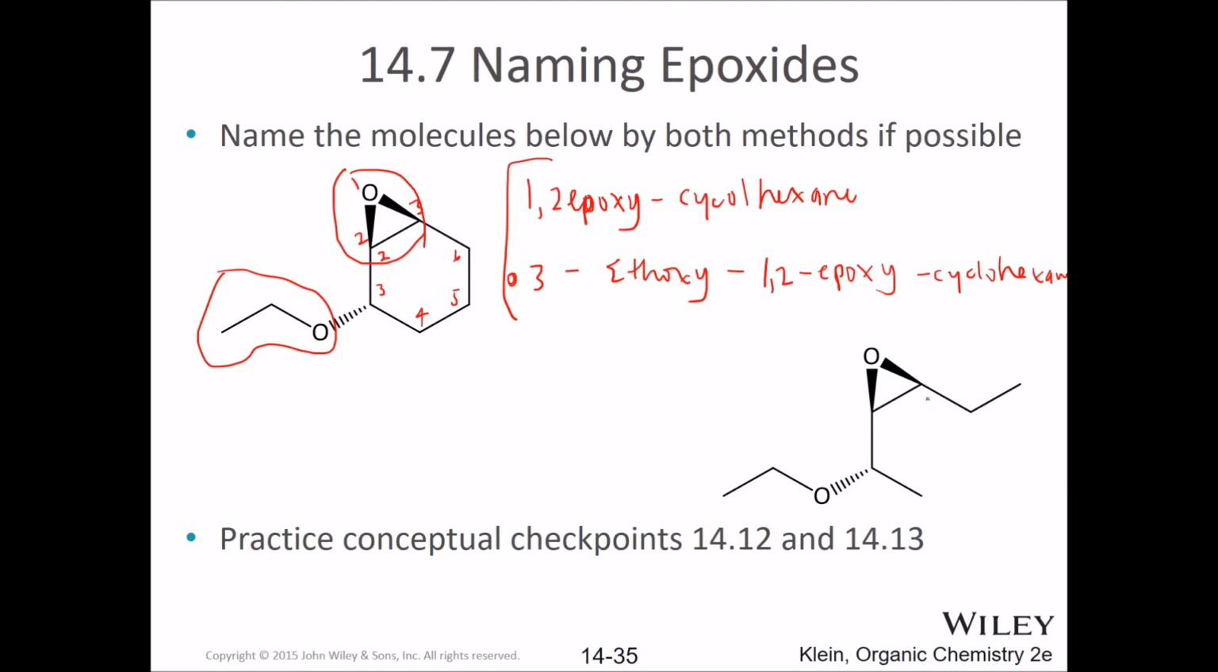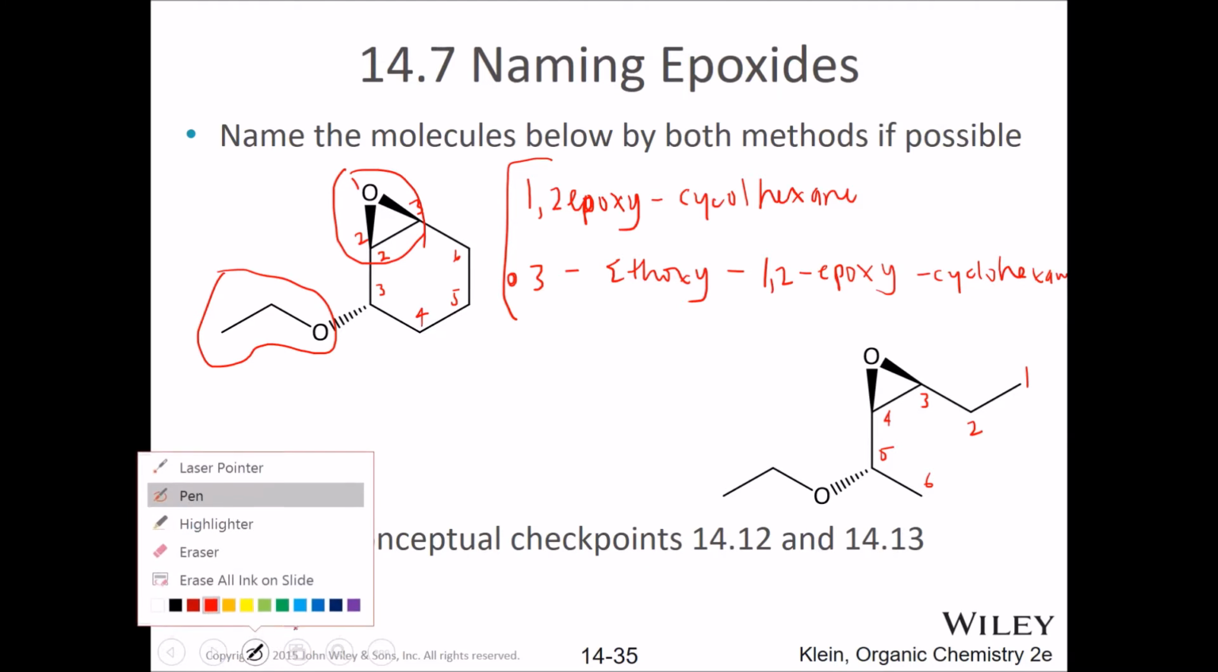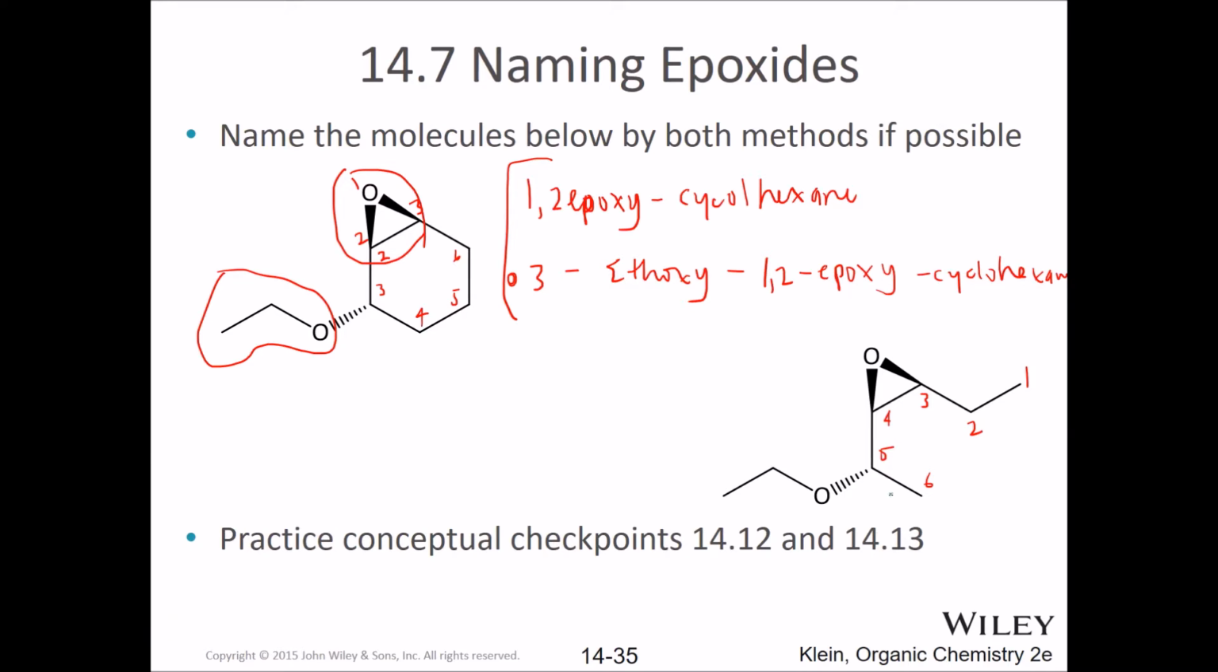Now here, possibly we can. So the longest continuous carbon chain, 1, 2, 3, 4, 5, 6, or, watch this, let's go with a different color. Or 1, 2, 3, 4, 5, 6. Looks like blue is going to win here, right? Because that's got the substituents in the lower end. So looks like it's 1, 2, 3, 4, 5, 6. Hexane. 3, 4 epoxy.